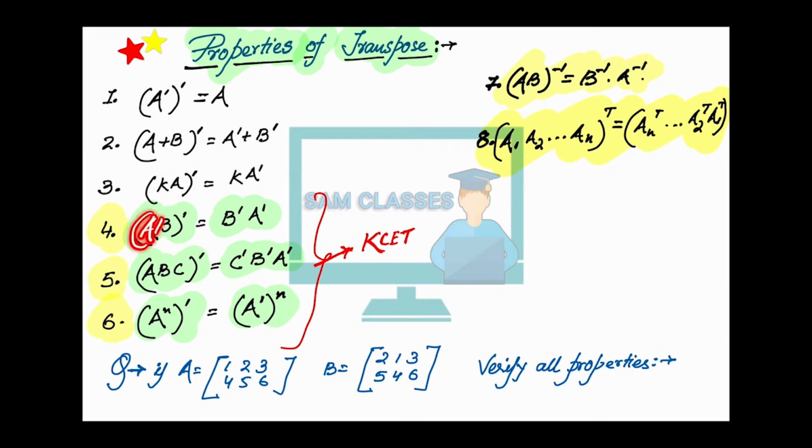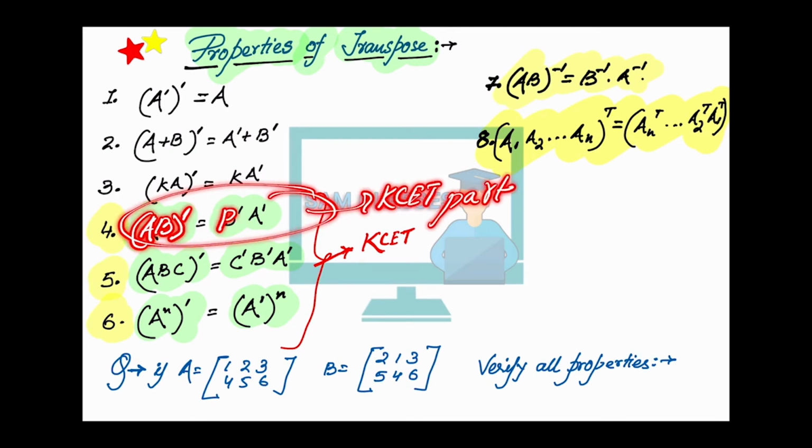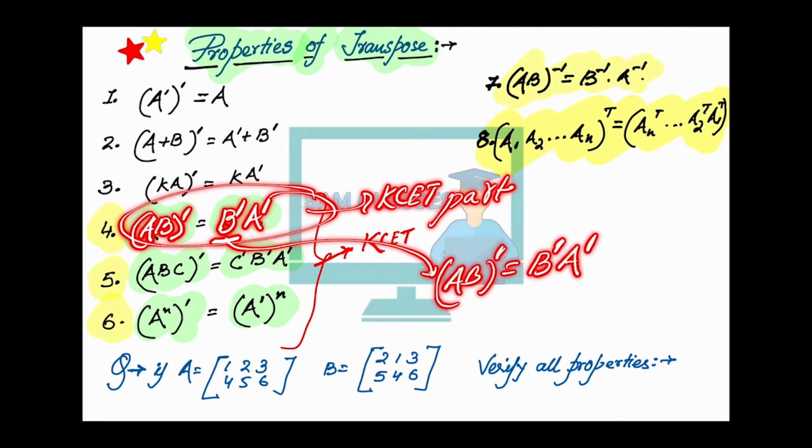Now this is very important: AB whole transpose, very important for your KCET part also. So (AB) whole transpose can be written as what? B transpose A transpose. See here, the most important part, your B is coming first. In (AB) whole transpose, B is coming first, students, and then A. Whatever is last comes first. So if we have three matrices A, B, C, then what will happen? If I'm doing a transpose, first the last one will come, then the second last, and then the first one.